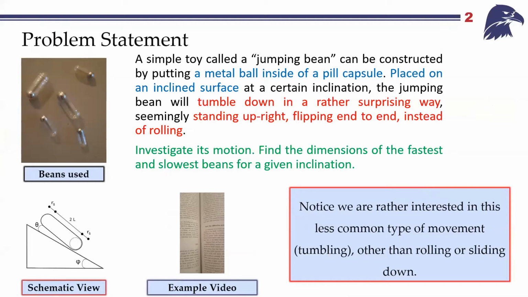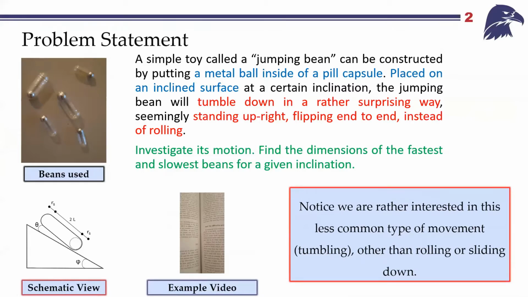A simple toy called a jumping bean can be constructed by putting a metal ball inside a pill capsule placed on an inclined surface. At a certain inclination, the jumping bean will tumble down in a rather surprising way, simply standing up and upright, flipping end to end instead of rolling. Investigate its motions and find the dimensions of the fastest and slowest beans.